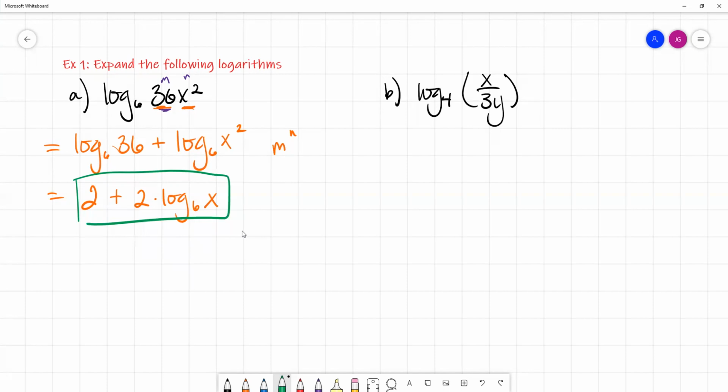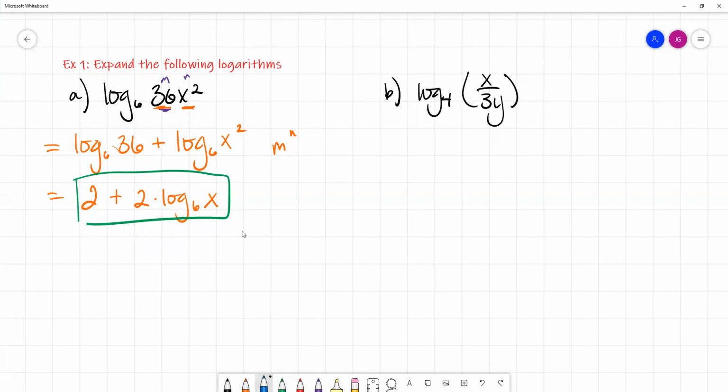All right, let's try another one. Log base 4 of x divided by 3y. I put parentheses here just because it's a fraction. Remember, we don't always have to have the parentheses there. You won't always see them, but just in case, sometimes you will, right?